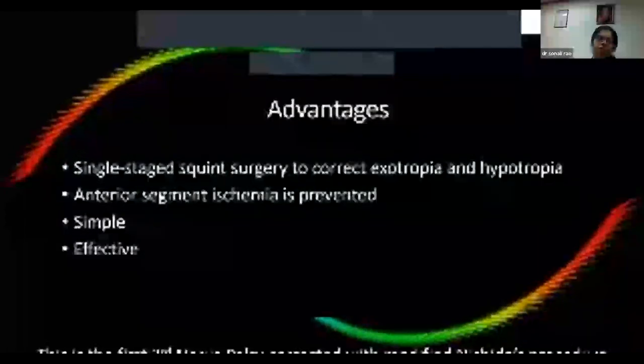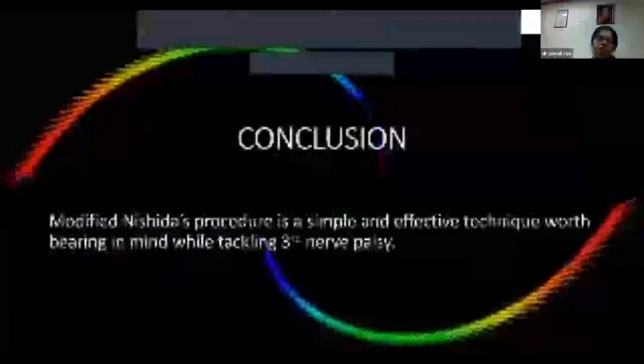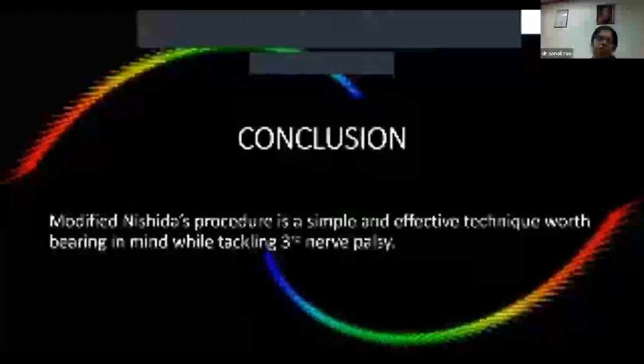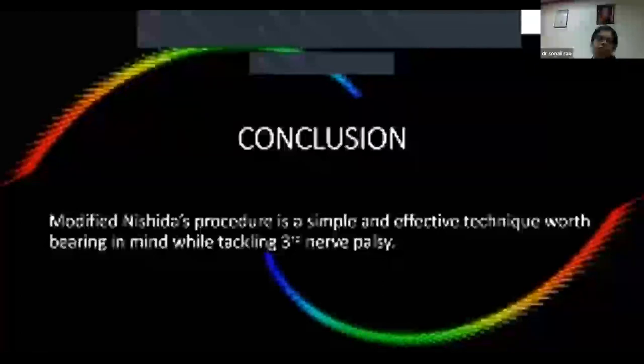Also, the literature search showed that this is the first time a congenital third nerve palsy was corrected with modified Nishida's procedure. Thus, in conclusion, modified Nishida's procedure is a simple and effective technique worth bearing in mind while tackling third nerve palsy.